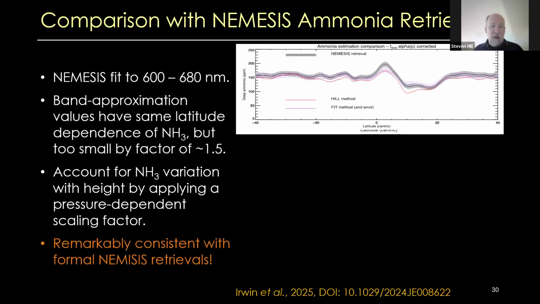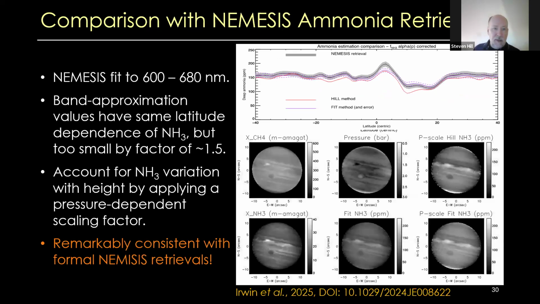What we find, that actual top panel just changed. It's now showing the pressure-corrected version of the Hill method and the FIT method that Pat developed, and it has remarkably consistent values with formal NEMESIS retrievals, both in shape and in quantitative value. And then these are the same pictures that I showed earlier, but with the pressure correction applied to the ammonia.